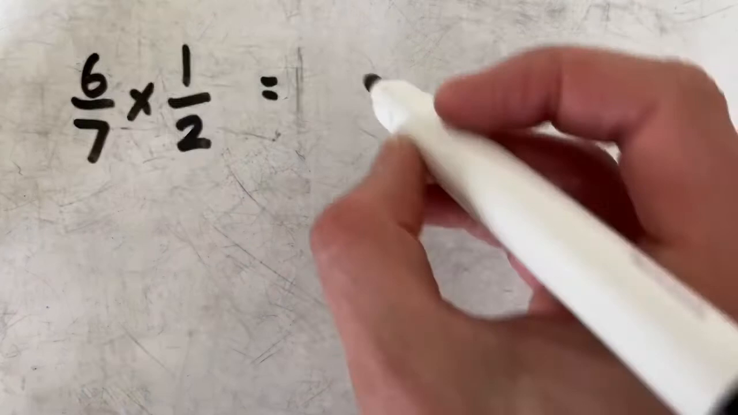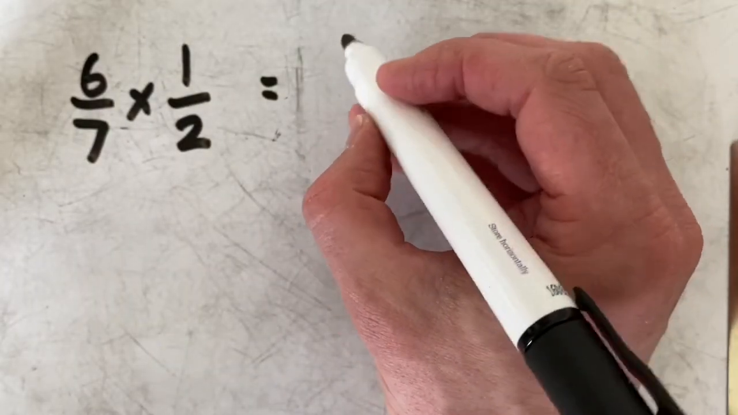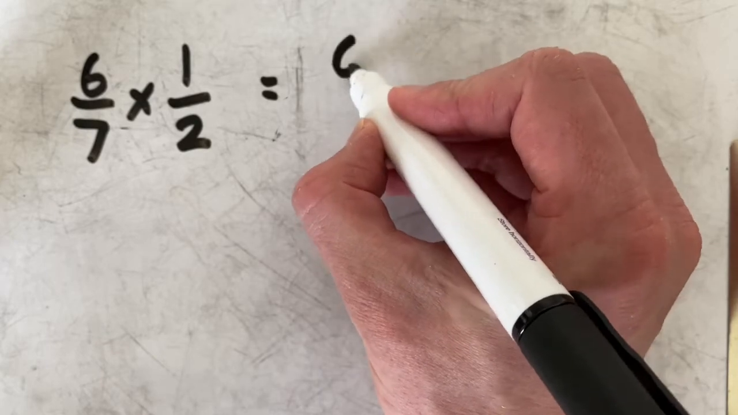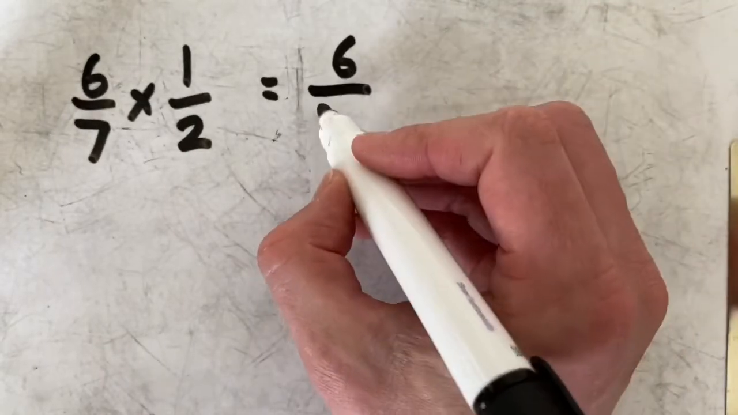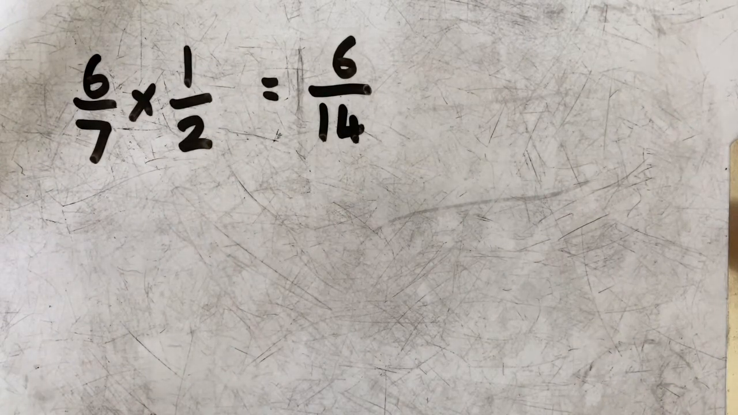So super easy, numerators multiplied together. Now we're finding 6/7 of a half. So 6 times 1 is 6, 7 times 2 is 14. Now this answer would be absolutely fine for an arithmetic paper. However, in my maths sometimes it likes you to simplify the fractions.